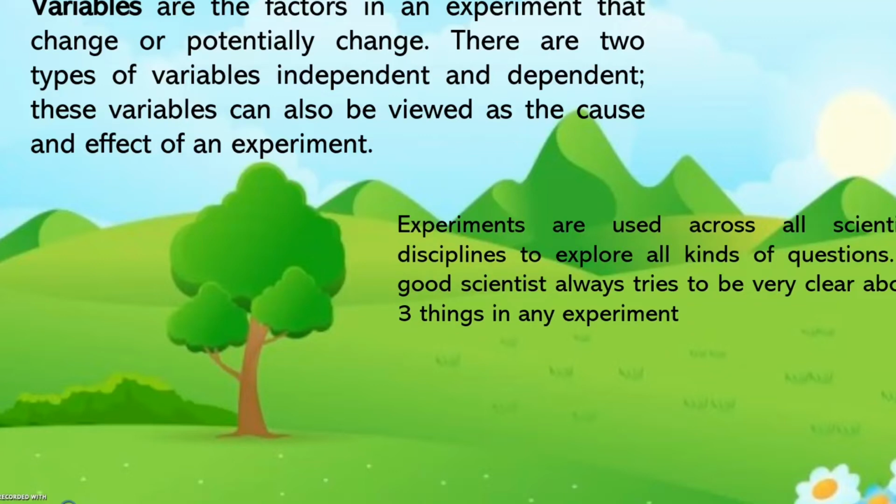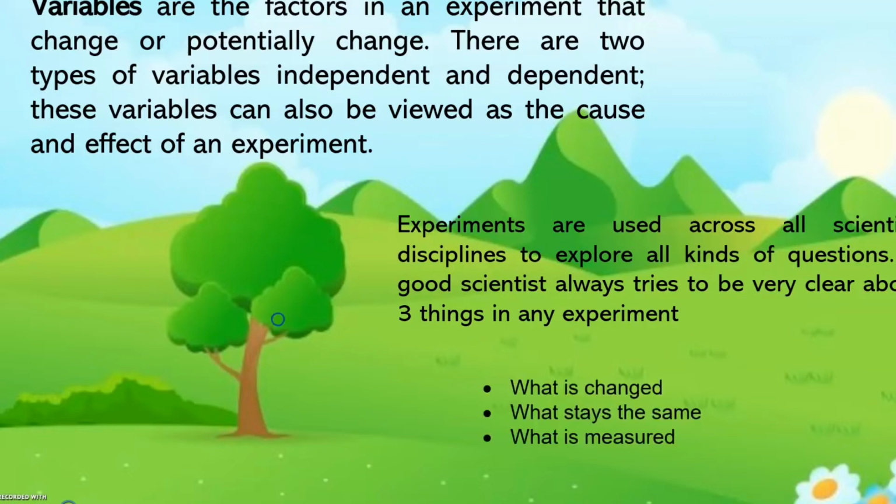Experiments are used across all scientific disciplines to explore all kinds of questions. A good scientist always tries to be very clear about three things in any experiment: what is changed, what stays the same, and what is measured.